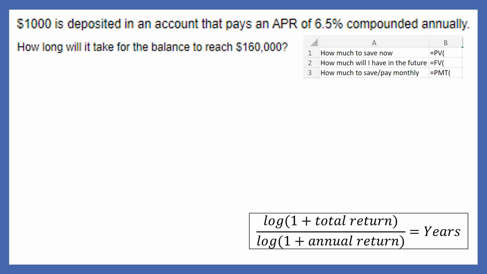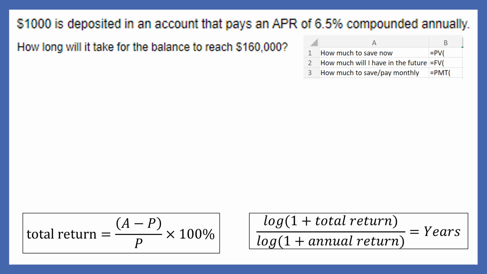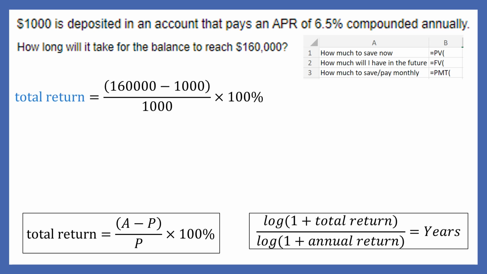So we have our formula that we've used before, which is using log of the total return over the annual return, and that should give us our years. We're going to go ahead and first calculate our total return. We know our annual return is 6.5%. That's given to us, but for our total return, we need to find how big of a percent increase it is to go from $1,000 to $160,000. So we're going to type that in and calculate, and we get 159% return. You took 1,000 and went to 160,000. That's a big total return. It's going to take some time.